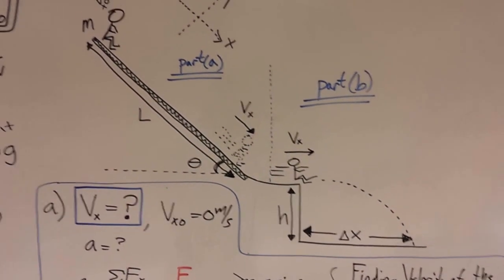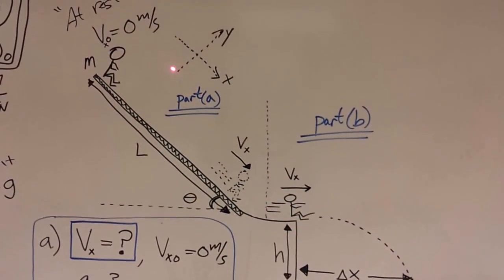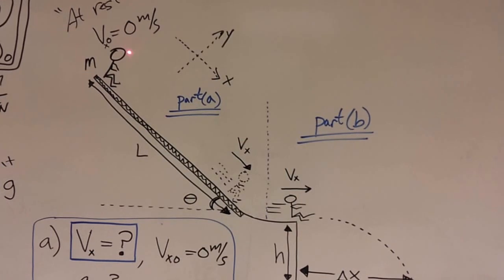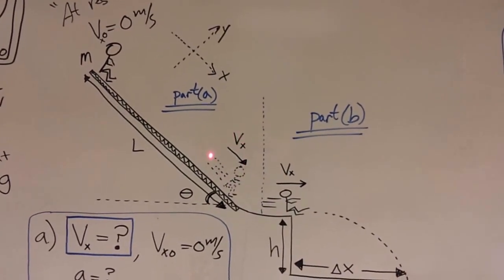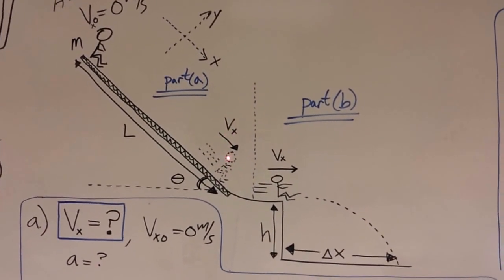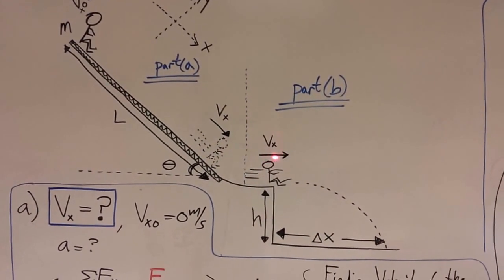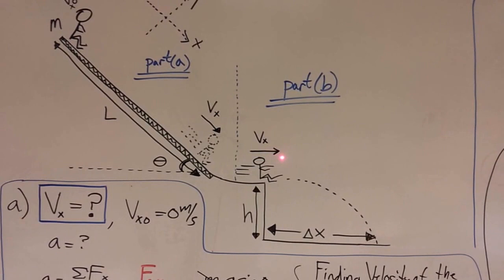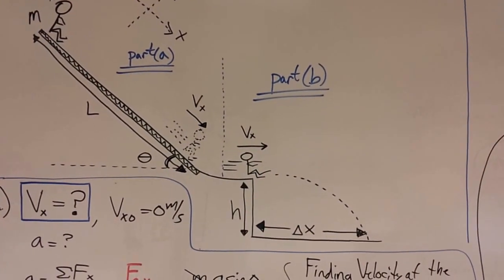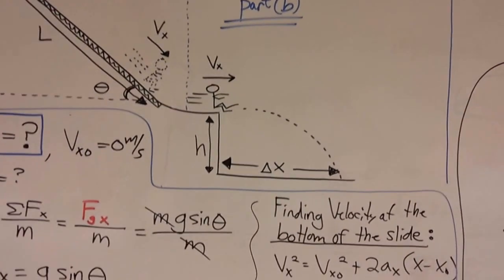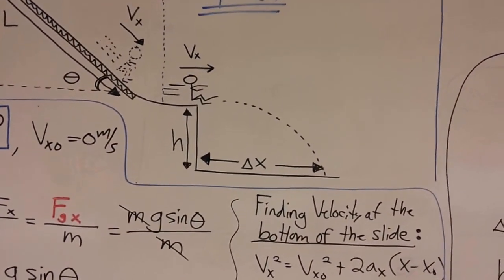And part A was basically figuring out, if the kid started from rest and accelerated down the incline, first of all, what's the final velocity they reach at the bottom of the slide? And then if the kid had that final velocity when launched off of some height h, the question is how far do they travel horizontally? Or what is that horizontal displacement for part B?